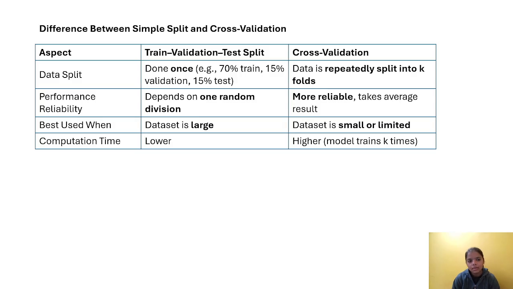Next, the performance reliability depends on one random division, whereas in cross validation it is more reliable and takes the average result. Next, the train validation test split is best used when the dataset is large, whereas cross validation is used when the dataset is small or limited. Now, last one, the computation time for the train validation test split is lower as compared to cross validation, which is higher as the model trains k times.